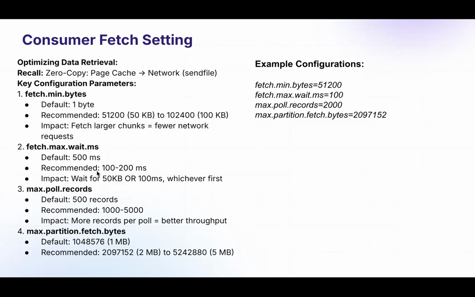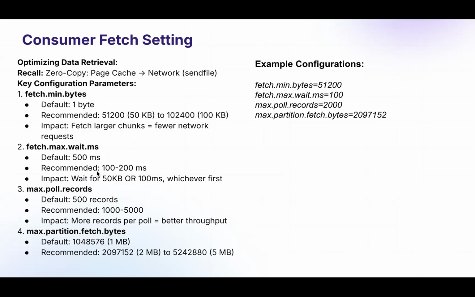max.poll.records limits how many records to return in a single poll. Default is 500, but if you can process messages quickly, bump this to 1000 to 5000. More records per poll means better throughput. max.partition.fetch.bytes controls how much data to fetch per partition. Default is 1 MB. I recommend 2 to 5 MB. Remember, if you have 10 partitions assigned to one consumer, this is per partition, so you could fetch 20 to 50 MB total per request.